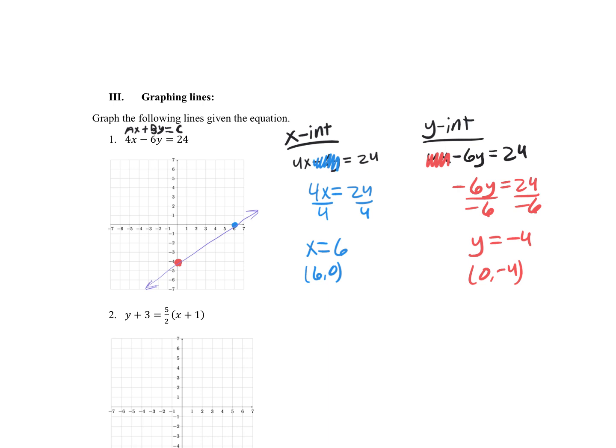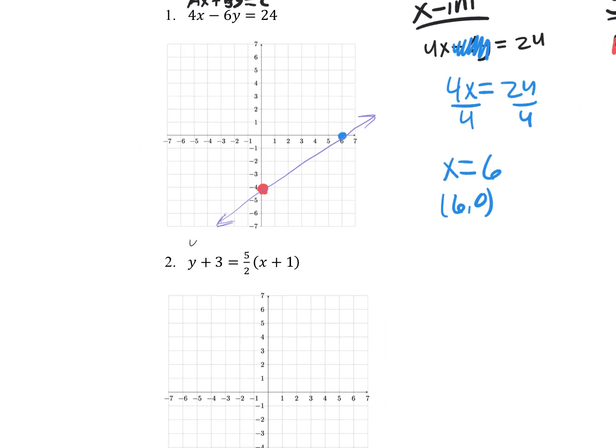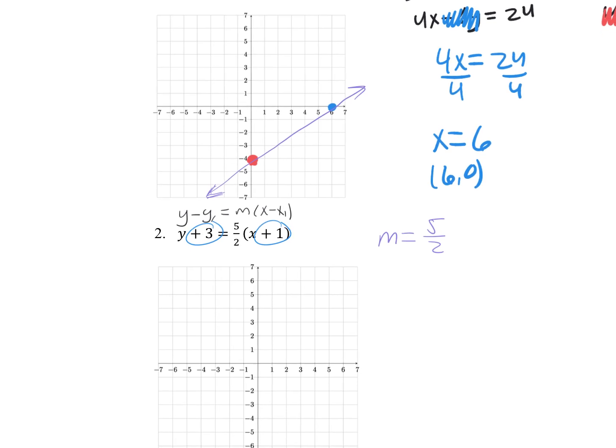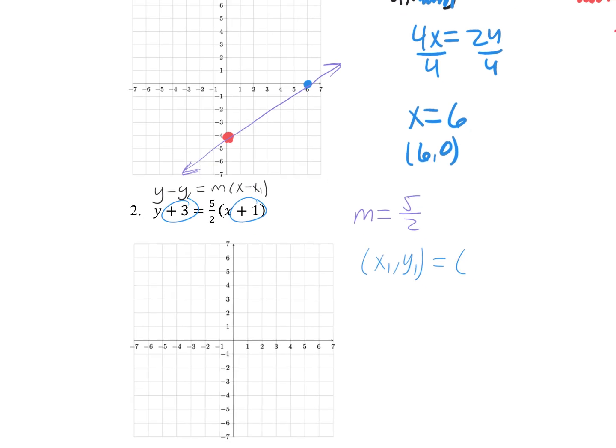This next equation, number 2, is an equation in point-slope form. So remember, those take the form of y minus y1 equals m times x minus x1. In this case, we can clearly see our m. Our m is going to be 5 over 2. And our x1, y1, that's our point right here. We have a plus 1 and a plus 3. So remember, the original equation has a minus y1 minus x1. So your point x1, y1 is going to be the opposite of the signs that you see. It's going to be a negative 1 and a negative 3.